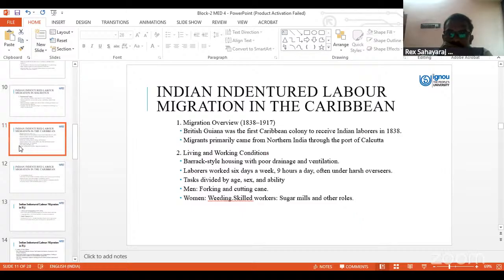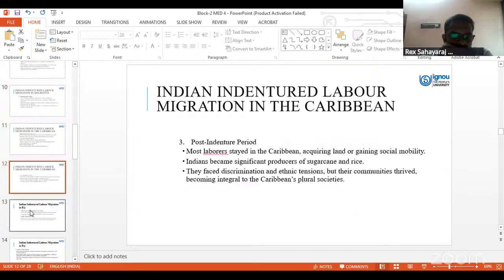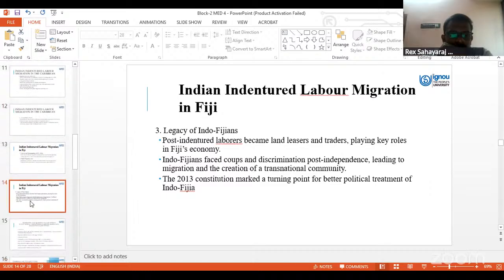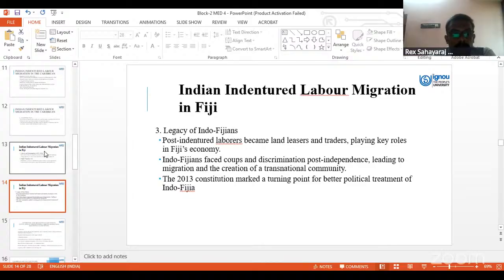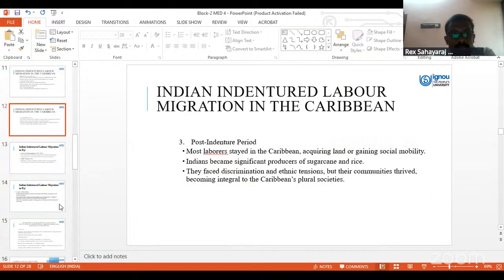We also had a discussion of the Caribbean and Fiji altogether. So these are certain things we should remember when we deal with the colonial era system and how Indian people were treated there.